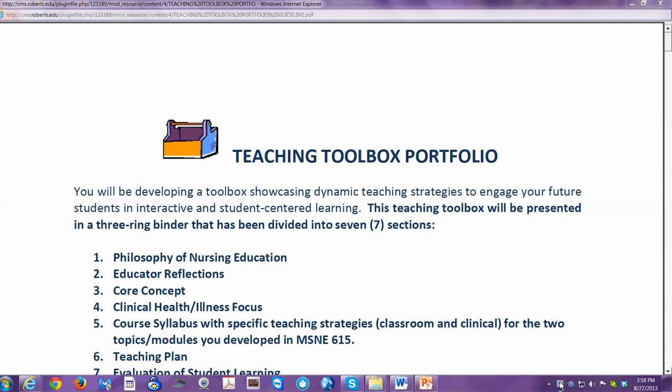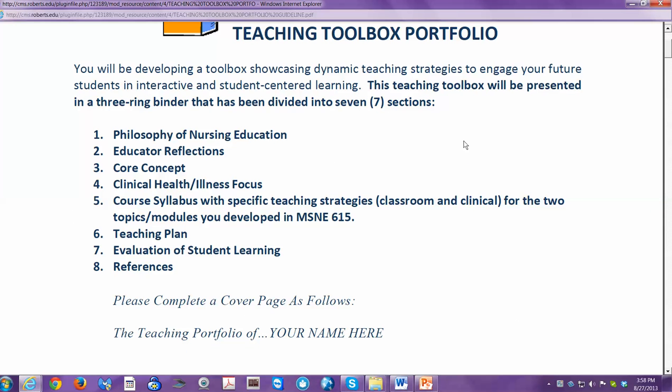Okay, so here we are with the guideline for the Teaching Toolbox portfolio. As you know, let's go over this. It's going to have 8 tabs in it. It's in a 3-ring binder, and you have these 8 different sections, 1 through 8. I'm sorry to see it says 7 sections up here, but here it is really 8 sections. Number 8 are the references. So make sure you have those 8 tabs in your portfolio.